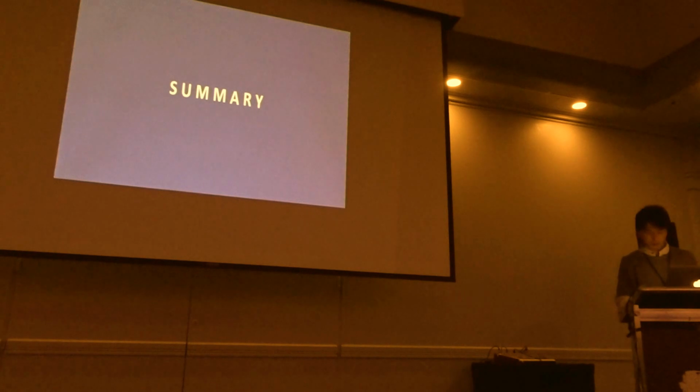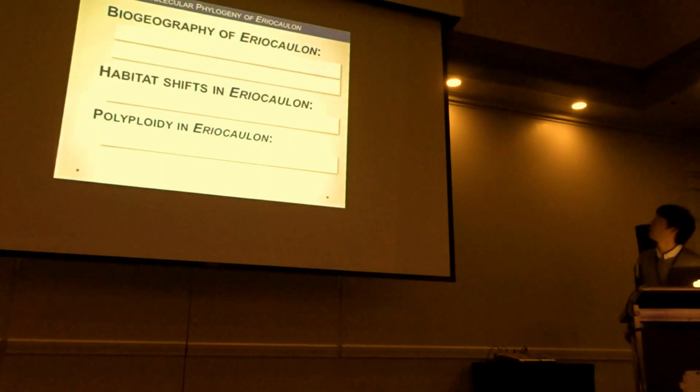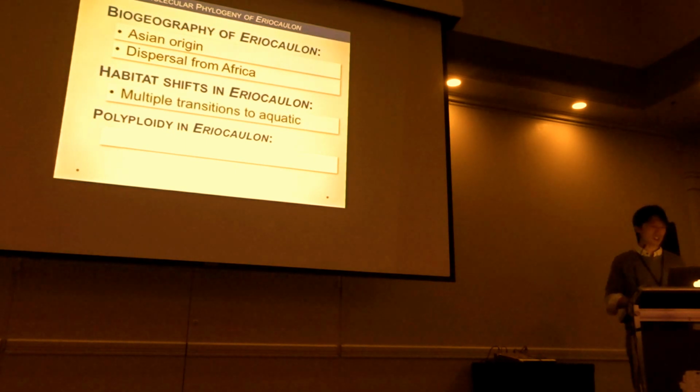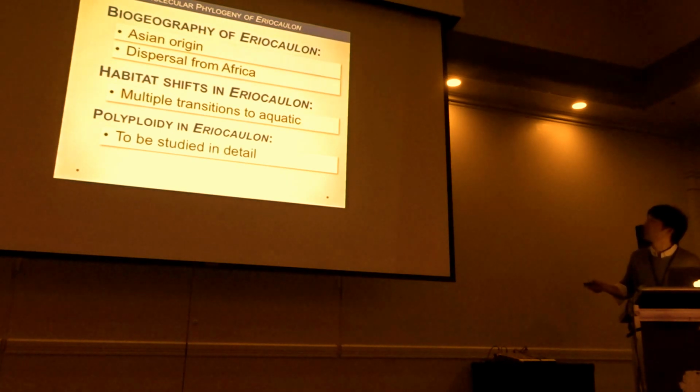Okay, the summary of this talk. We have 3 questions, and for the biogeography of Eriocaulon, we can say Asian origin is for the genus, and then probably dispersal to Africa. For the second question, habitat shifting in Eriocaulon, multiple transitions to aquatic from terrestrial wetland species. And the last question, unfortunately, we cannot say anything at this moment, to be studied in detail.